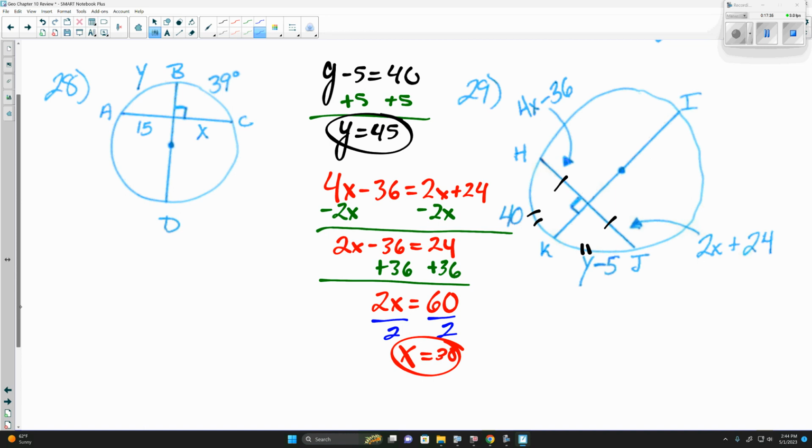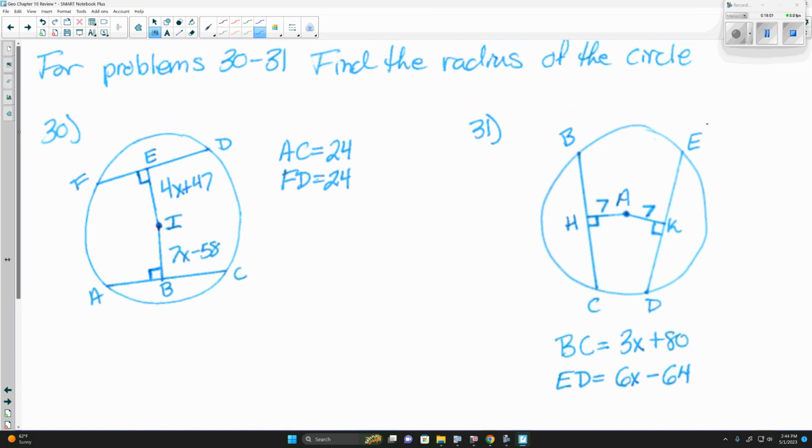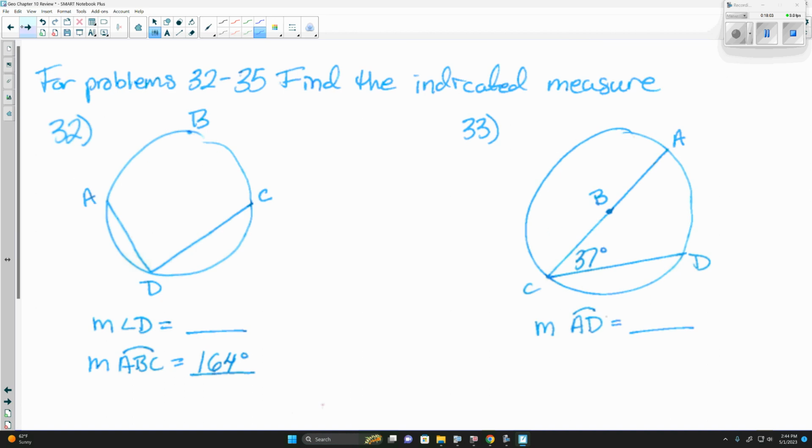28, the two arcs are the same, so y is. Two chords are the same, so x is. Questions on 28 or 29? We good with these two here? We will come back to 30 and 31. I want to make sure we get time for everything else first.